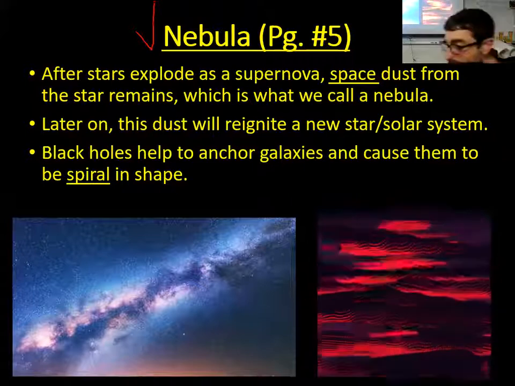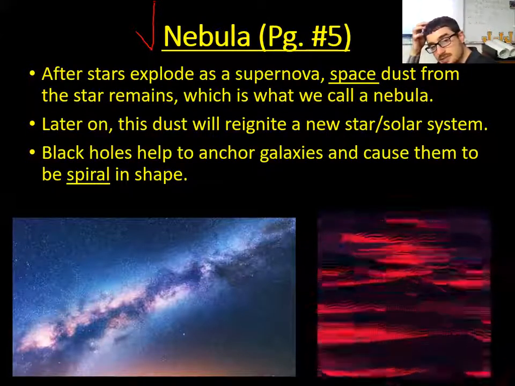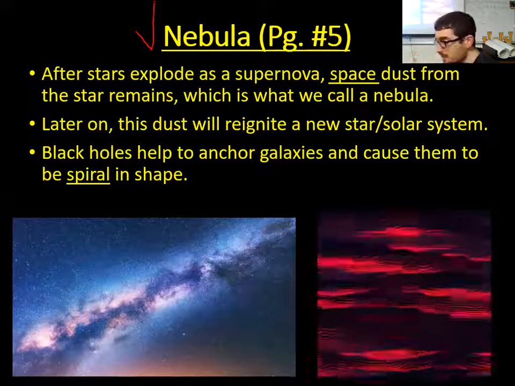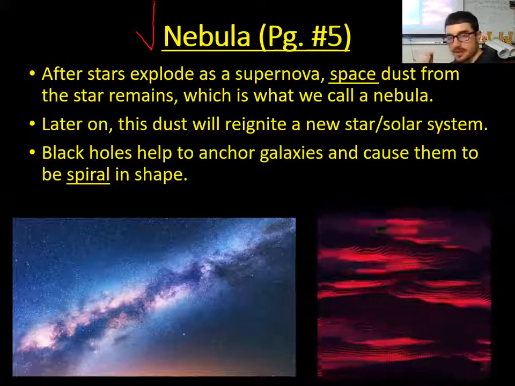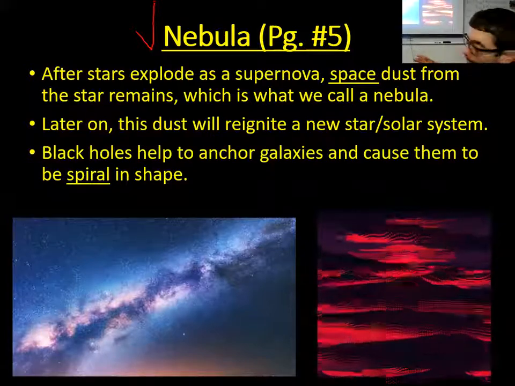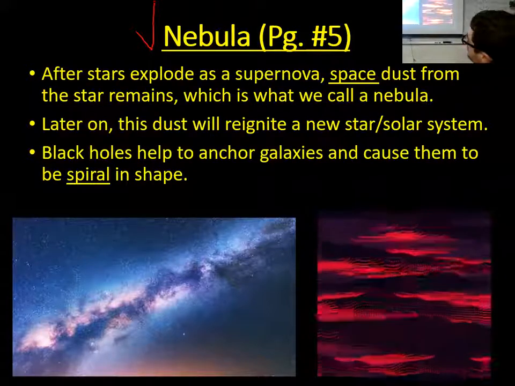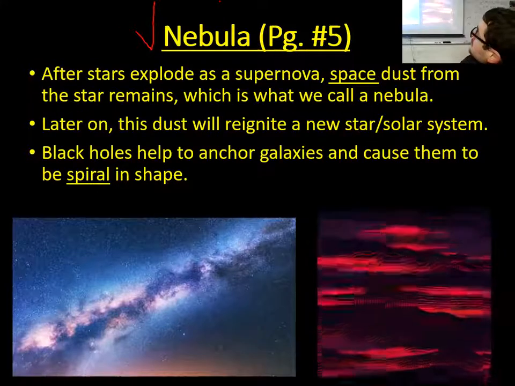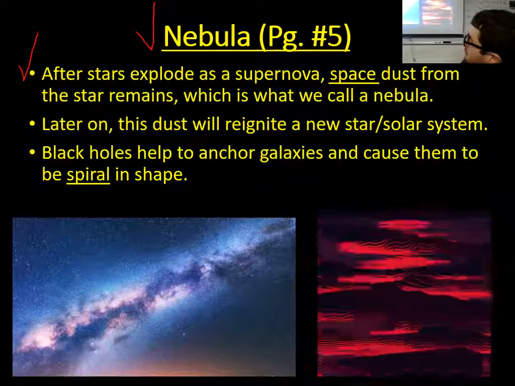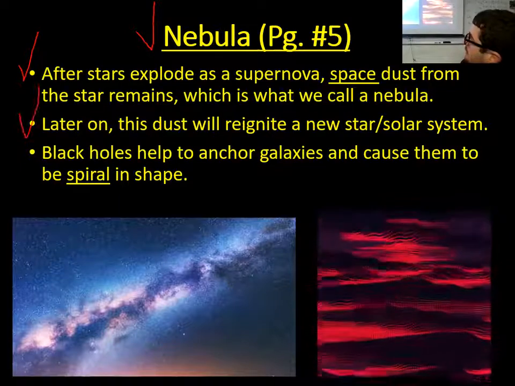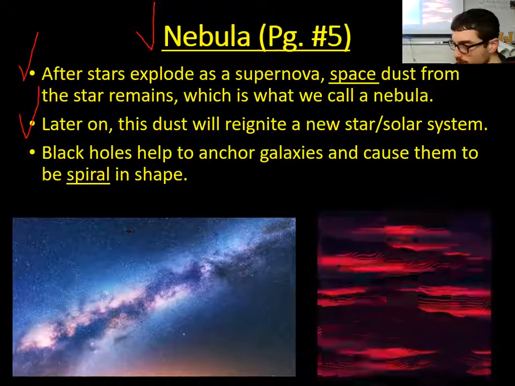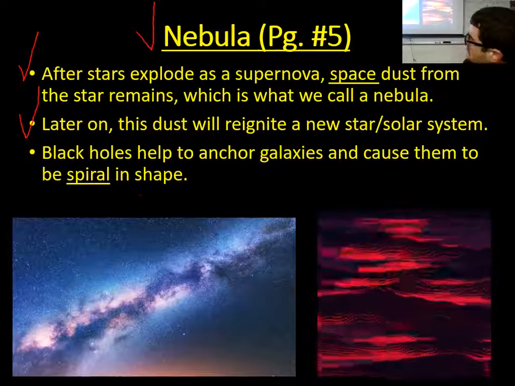Again, they're basically a cloud of stardust and star gas from when stars have exploded after a supernova. So it's like the debris of a supernova, right? What's left over. So this dust, it floats around endlessly in space. But sometimes this dust can reignite a new baby star. So it's just a way for the stars to get recycled. Old stars die, and then they can become new stars.